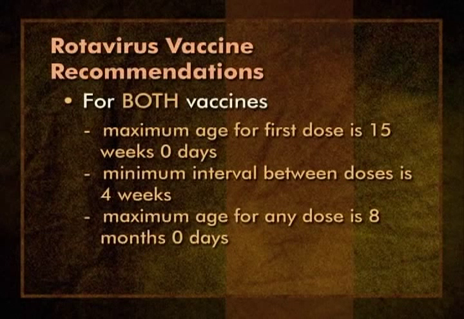The maximum age for any dose of rotavirus vaccine is 8 months, 0 days. No rotavirus vaccine should be administered to infants older than 8 months, 0 days of age. This is an off-label recommendation for both vaccines because the labeled maximum age for RV1 is 24 weeks and the labeled maximum age for RV5 is 32 weeks.